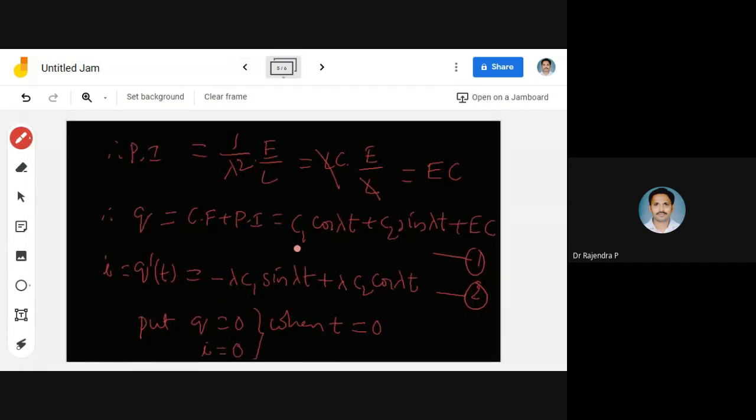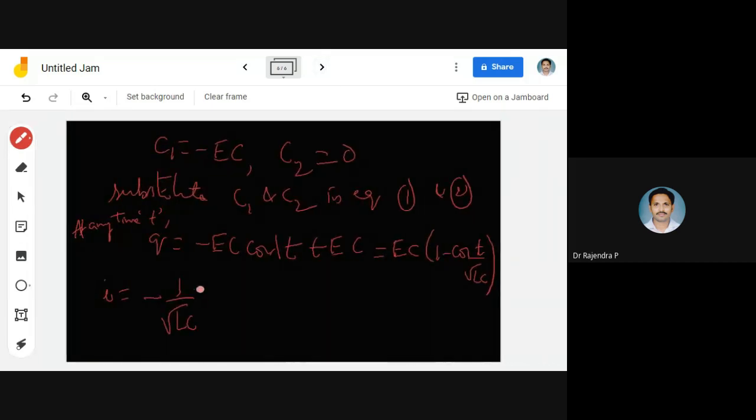C1 value is EC sin lambda t. Lambda means again 1 by root LC into T. Okay. You better write here: lambda square is equal to 1 by LC. That you please remember. Right.